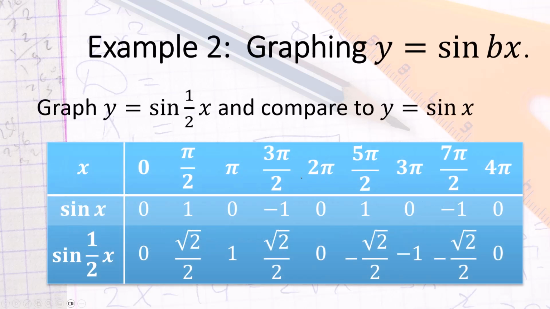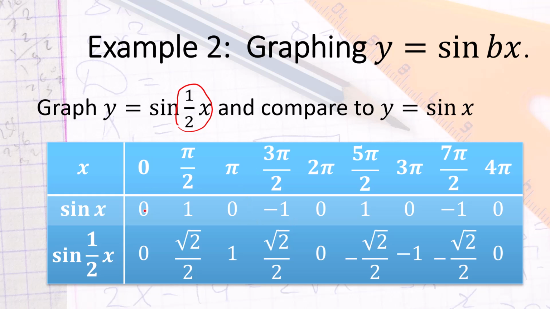Now, what about the case where instead of multiplying the entire function by a particular value, we multiply the argument of that function by a particular value? How is that going to change things? Well, remember when we multiplied the entire function by a certain number, we had stuff happen vertically. Here, we're going to have stuff happening horizontally. And let's take a look at what happens when we graph sine of 1/2 x and compare it to y equals sine of x.